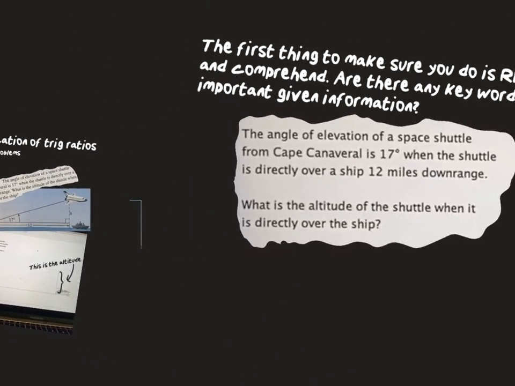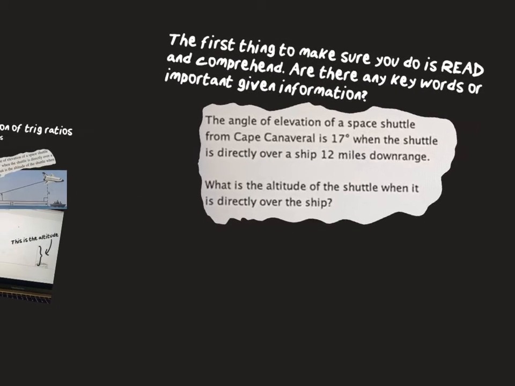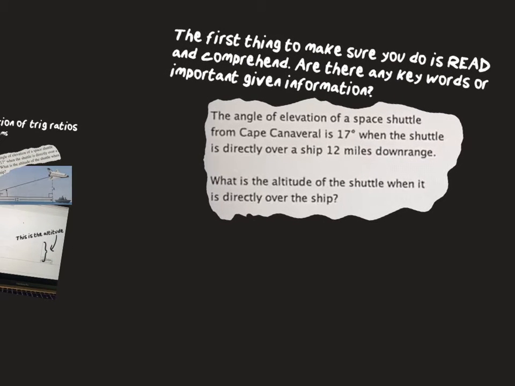So you want to always start with reading and comprehension. Are there any keywords or important given information? The angle of elevation, 17 degrees. The ship is 12 miles downrange. And what is the altitude?